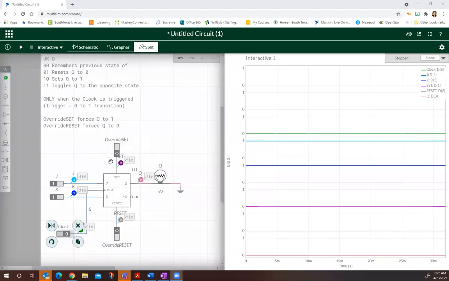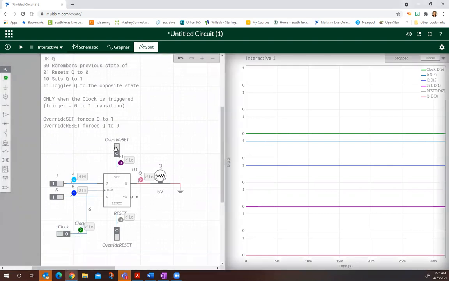In this video, we're going to study the behavior of a JK flip-flop. Here on the screen on the left is a JK flip-flop. I have labels and switches connected to all the inputs to explain its behavior. On the top, I have the list of the way that the flip-flop is supposed to behave. And on the right, I have the timing diagram of what happens as we're going to click the switches.